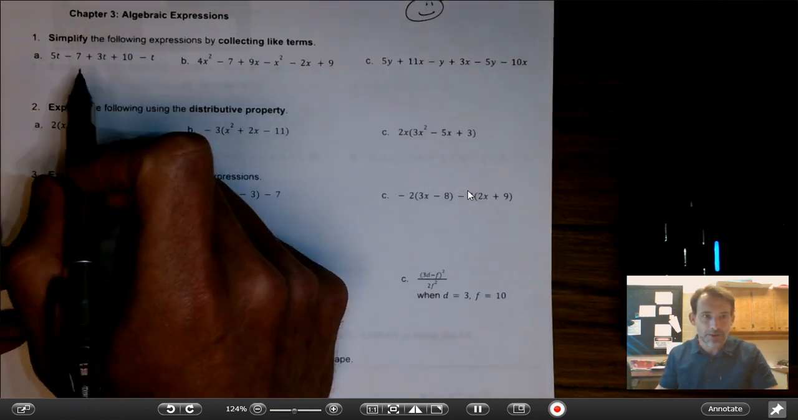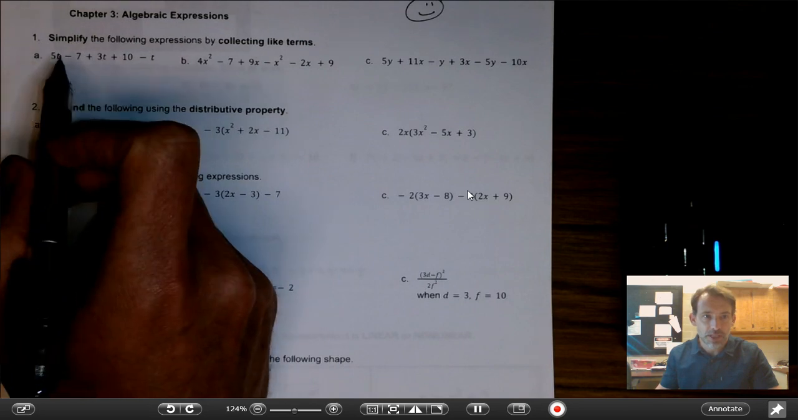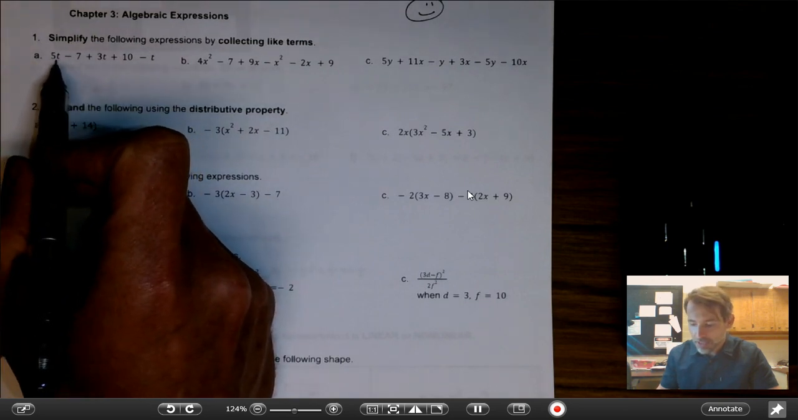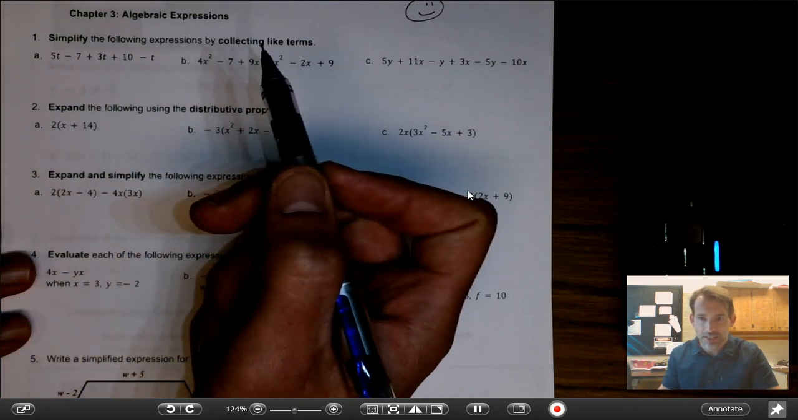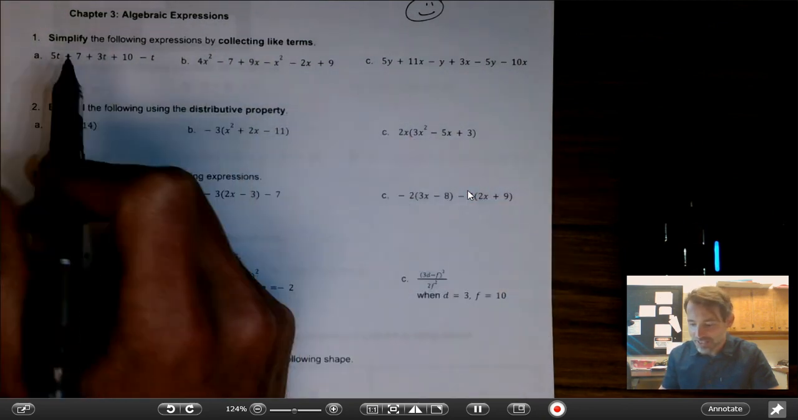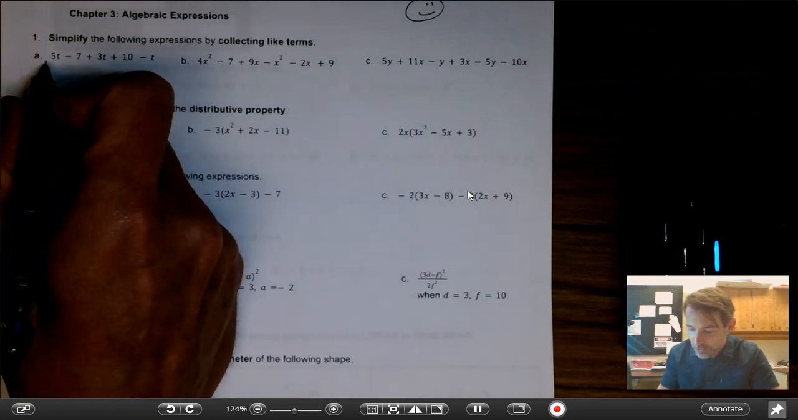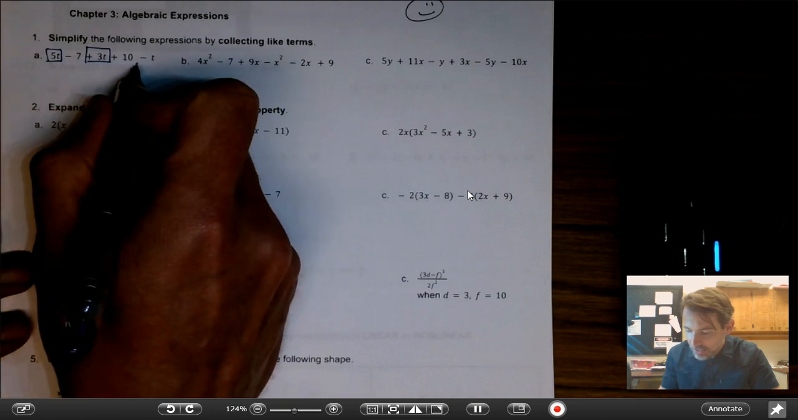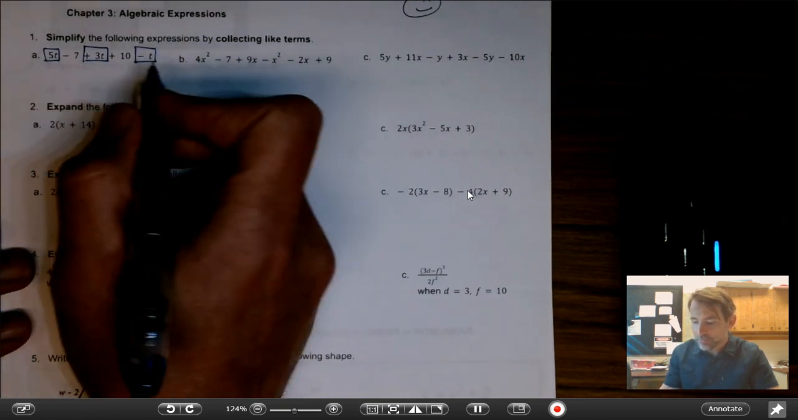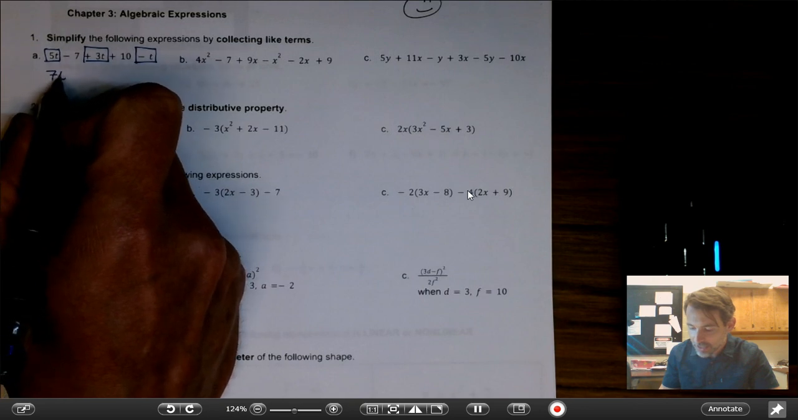terms. Okay, so now when we're collecting like terms, we want to look through here and we see, okay, I have 5 multiplied by t plus 3 multiplied by t minus 1t. Okay, so I've got a bunch of t's together. 5t's plus 3t's is 8t's minus 1t. So one strategy is to put a box around those and include the sign of the number. So I have 5 plus 3 minus 1. That is 7t at the end of the day.